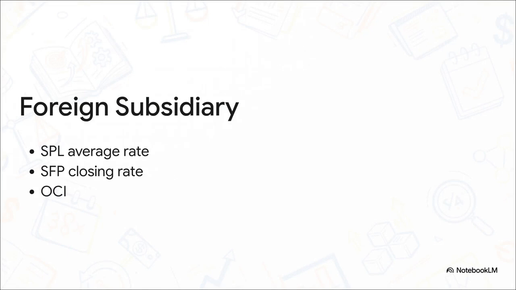But what happens when you buy a whole foreign subsidiary? The rules completely shift. When translating a foreign subsidiary's financials into the parent's currency, the statement of profit or loss is translated at the average rate. But the statement of financial position? That's translated at the closing rate. And because doing this naturally creates an imbalance, those resulting exchange differences don't hit your standard P&L. Nope, they go straight to other comprehensive income, or OCI, specifically into a currency translation reserve.